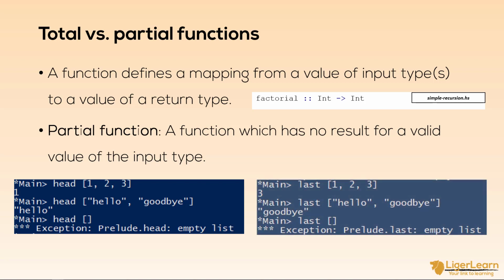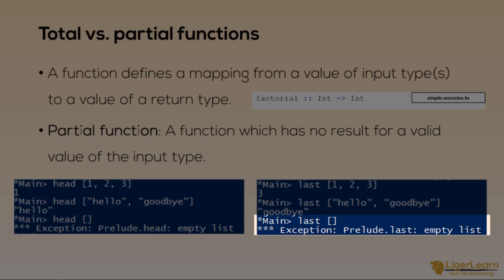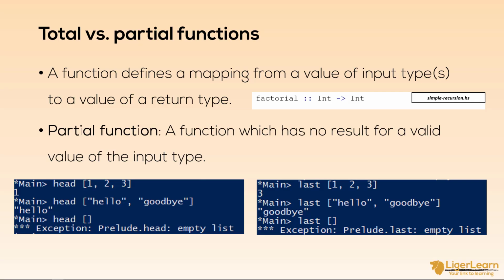Another partial function is the last function, which gets the last item in the list. It suffers the same problem, that for an empty list, it will blow up as well. This is because it is a partial function too. Most people argue that partial functions like these in the Prelude are a mistake, and instead use safe alternatives. We will look at some of these safe alternatives in later modules.